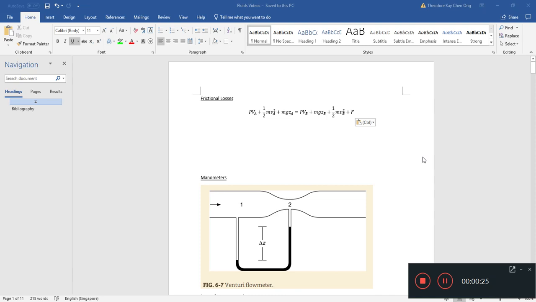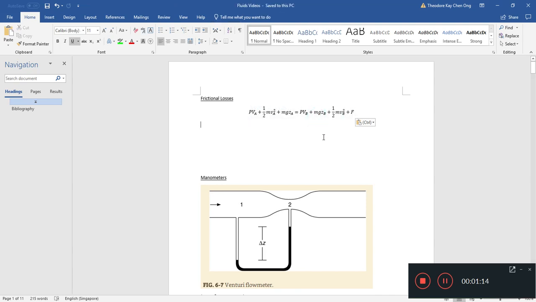Moving on, we want to talk about the frictional forces that are encountered in pipes and valves and all that kind of stuff, because we have neglected this F term on the right hand side before. So now we want to discuss how we actually find out this F.